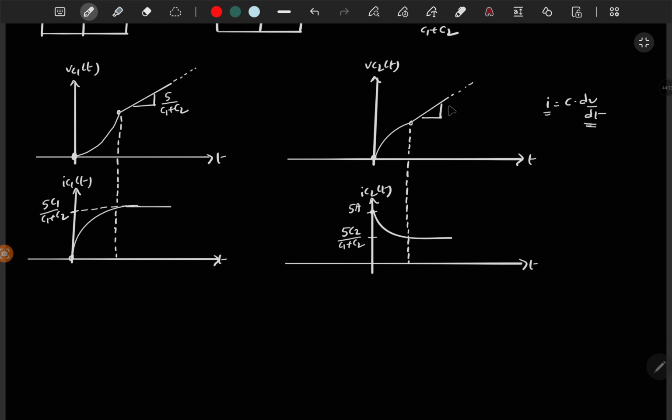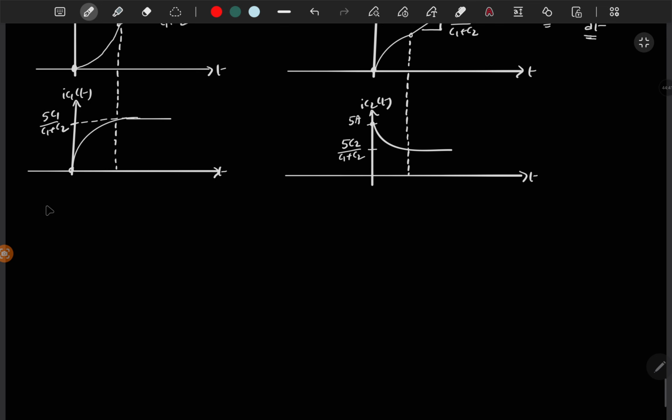And the slope should be this current magnitude divided by the capacitor value, which is C2, and you will get phi by C1 plus C2. With this ramp rate, it should increase from here. So approximately this is how you will get the voltage waveforms and exact current waveforms.